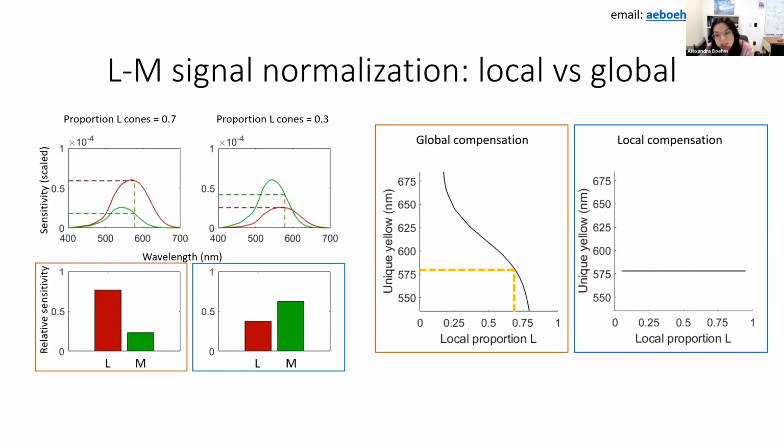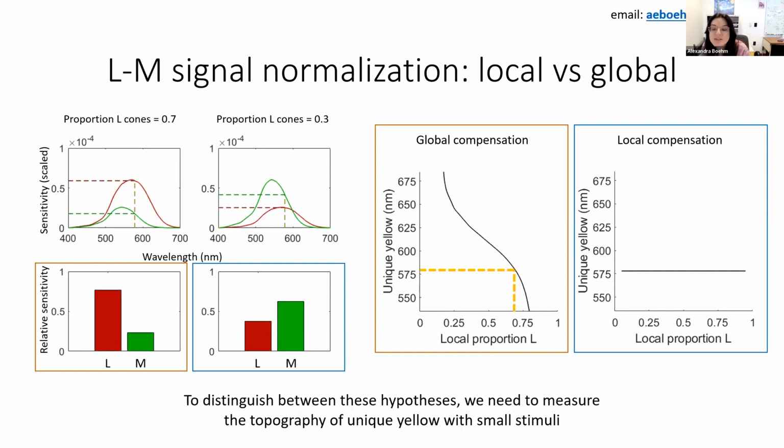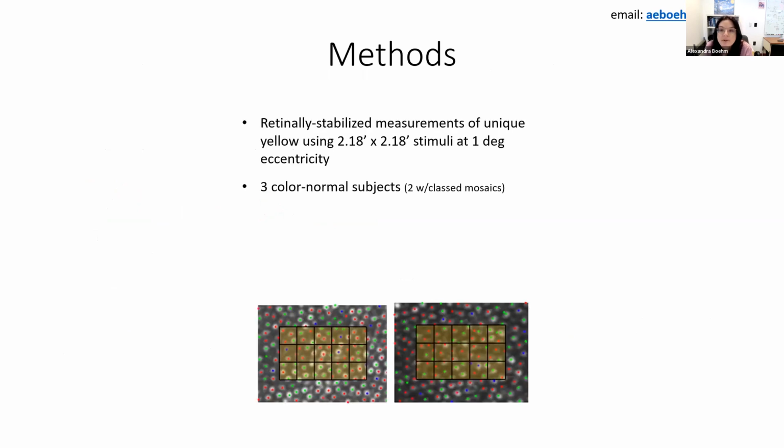Whereas the local compensation hypothesis predicts that yellow arises when the L versus M activity reflects that of the local signal at 580 nanometers. So to distinguish between these two hypotheses, we wanted to measure the topography of unique yellow with small stimuli. So we measured unique yellow for retinally stabilized stimuli that were 2.18 arc minutes in diameter and were presented at 1 degree retinal eccentricity. The stimuli were square and arranged in this grid pattern with 3 rows of 5 stimulus locations.